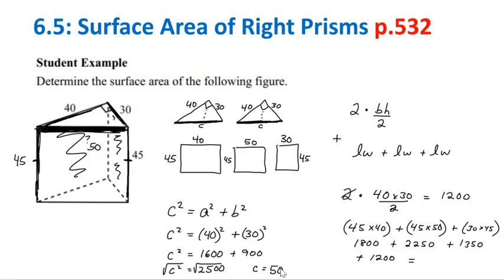So 1,800 plus 2,250 plus 1,350 plus 1,200 gives us a total of 6,600. And because we don't know if this is meters, centimeters, inches, whatever it is, we're going to indicate that we have some kind of units and that these are squared units because it's all area.